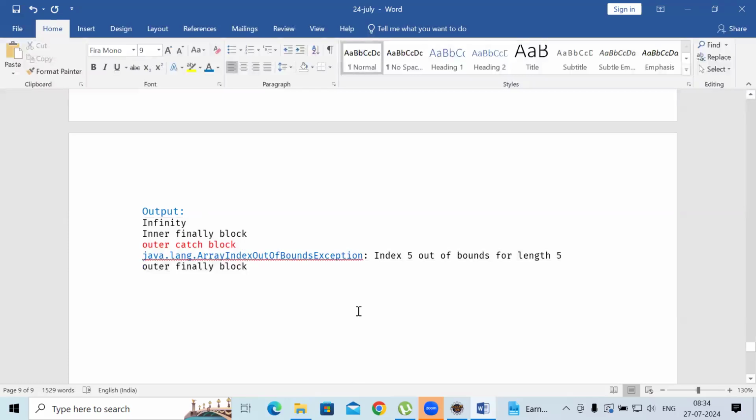Guys, this is the example for it. So basically, what's the final thing you learned? Yes, we can write a try block inside a try block. If you write a try block inside a try block, then the concept is called nested try blocks. Okay, very good. Now we will go ahead and understand again.